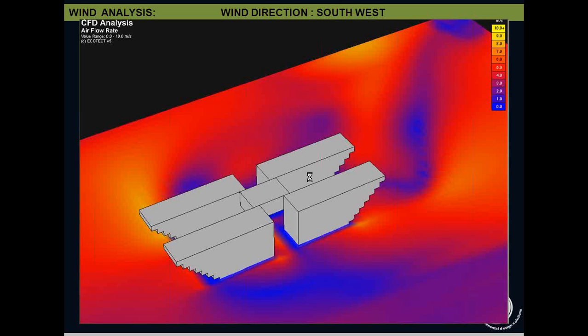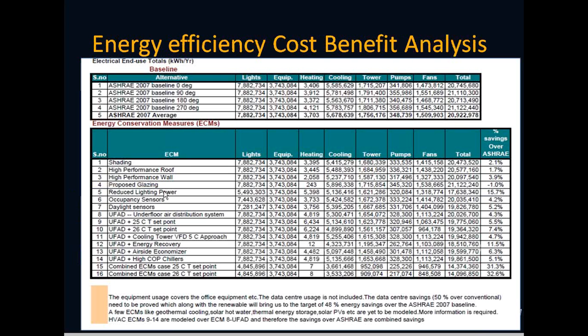From the energy simulation tool and during the integrated design process, one can do the energy efficiency cost benefit analysis. This is a chart showing various ECMs, which are called energy conservation measures, like shading, high performance roof, wall, glazing, reduced lighting power density, and different kinds of HVAC systems, underfloor air distribution system at various set points. The output is given in terms of annual energy consumption. You put a cost to that and do a quick cost benefit analysis.